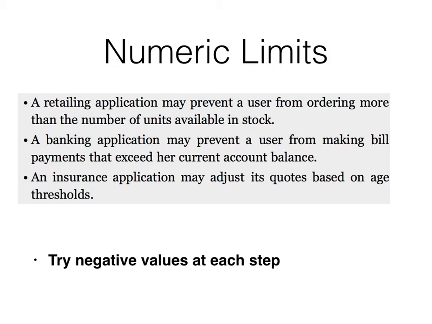So here's numeric limits. In a retailing application, there's a bunch of these things. You can't order more than is in stock. You can't make bill payments that exceed your balance. An insurance application may adjust its quotes on age thresholds. So putting in negative numbers and all these things might be fun. Maybe the older you are, the more life insurance costs. Maybe if you're minus 100, it's free, or they pay you money or something.